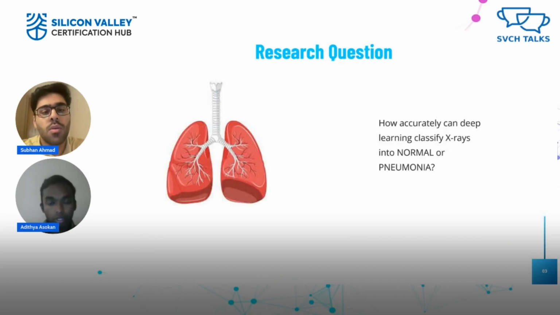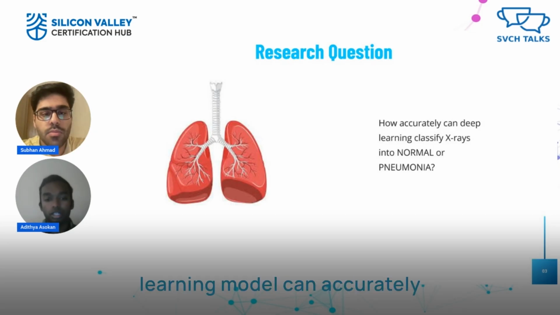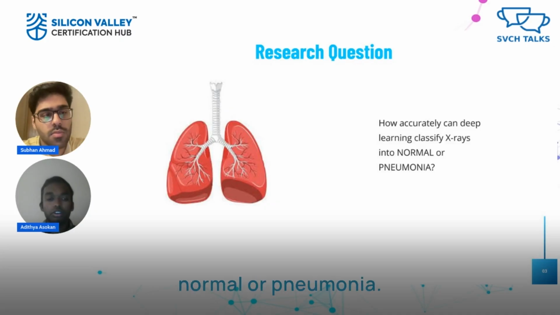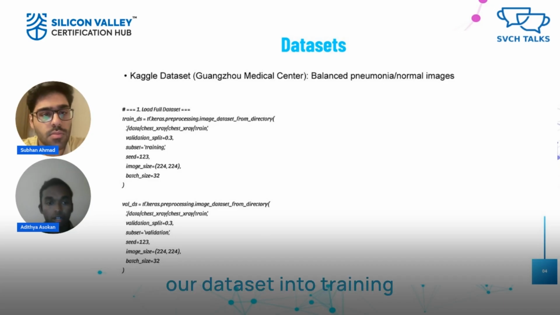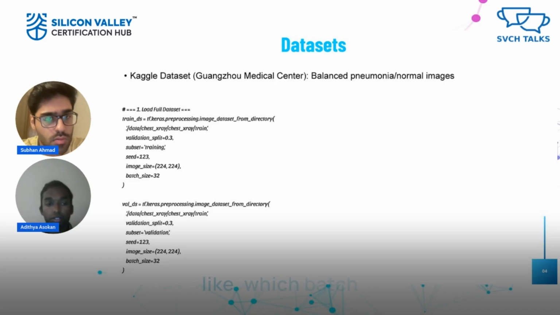Next. Our research question was how accurately our machine learning model can classify X-rays into normal or pneumonia. So we divided our dataset into a training dataset and a validation dataset. We divided the pictures with a validation split of 30%, and we subsetted as training, so that we know which batch of the dataset we are training on first.